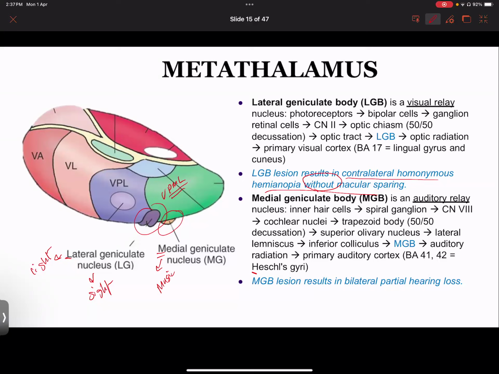Everything that has to do with hearing is going to relay in the medial geniculate body. You're going to take these specific details later on, but we have the cochlear nuclei, which go to the trapezoid body, superior olivary nucleus, lateral lemniscus, and inferior colliculus. Don't waste your time memorizing what goes where. Just know that optic tract goes to the LGB, and inferior colliculus goes to the MGB. That's it. And then it results in auditory radiation and goes into the auditory cortex.